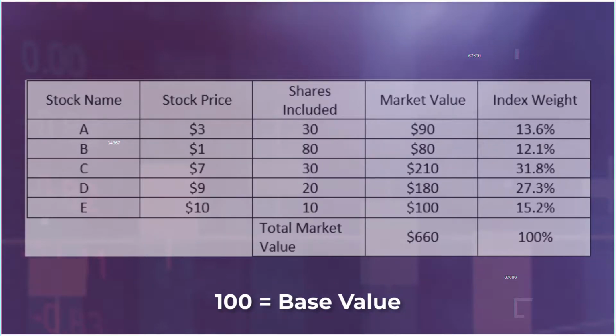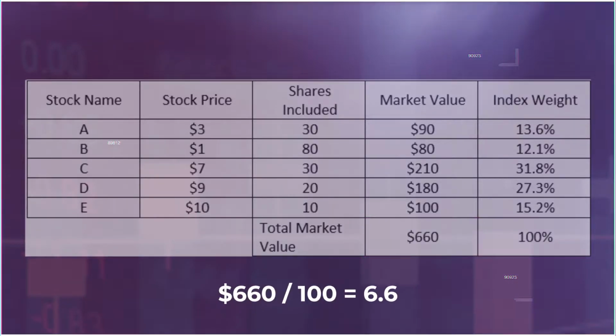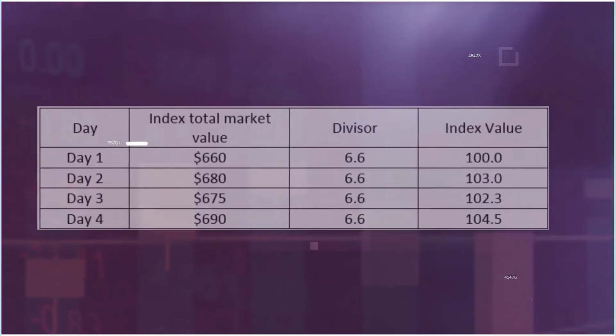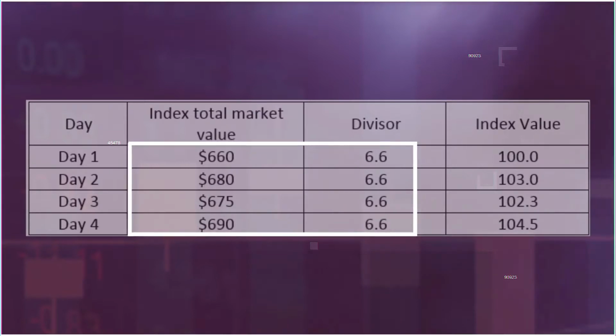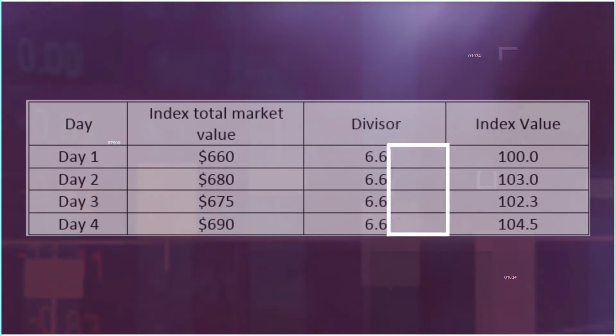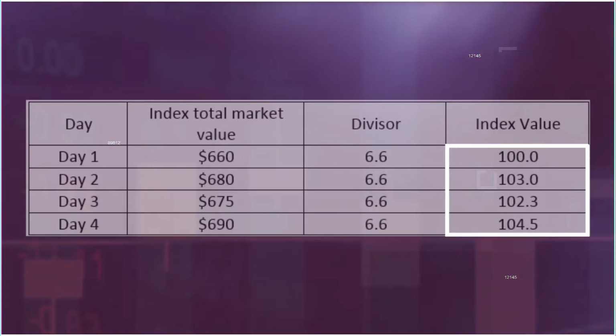Now that we have the total market value of our index and our base value, the next step is to determine the index divisor by dividing the total market value of the index by the base index value of 100. So $660 divided by 100 produces a divisor of 6.6. Each day, as the market values of the stocks in the index fluctuate based on changes to their prices, the new total market value of the index is divided by the same divisor of 6.6 to produce a new index value, as you can see in this example.